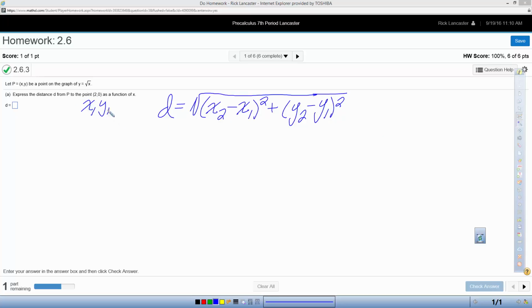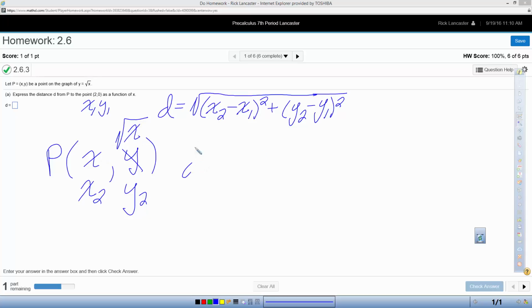So we have x1 and y1, but where are we going to get x2 and y2? Well, we're going to get it from this function. I've got a point P, so we're going to have x, y. But x and y are going to be our x2 and y2. But y is going to actually be the square root of x. So we're going to leave these symbolic.